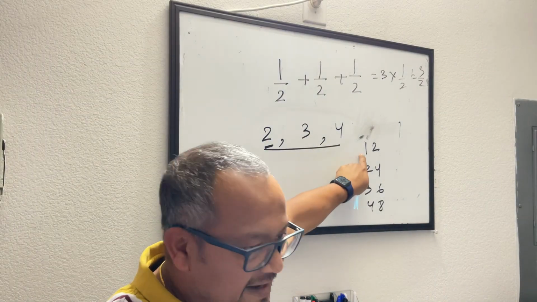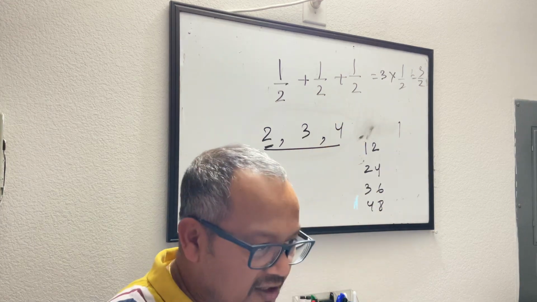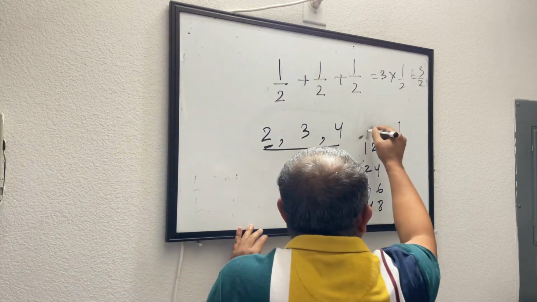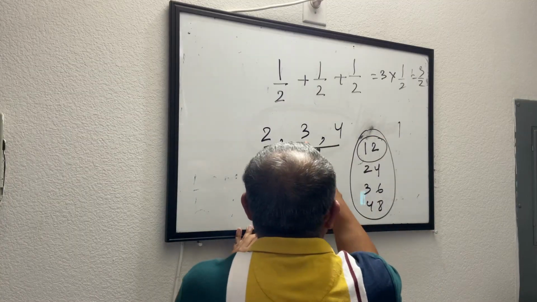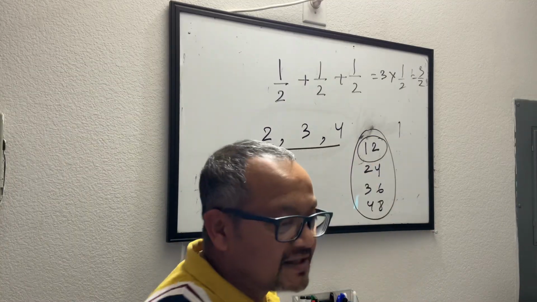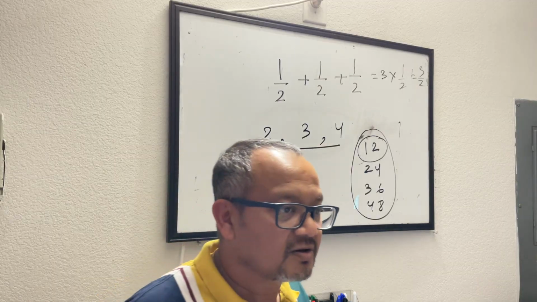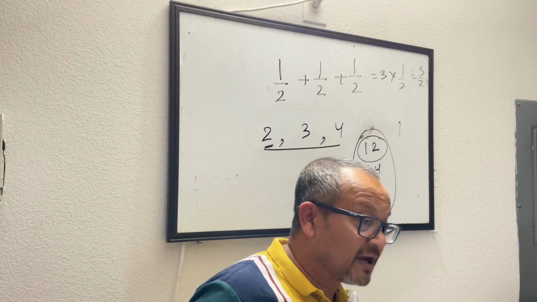Okay? And I gave you guys 4 options. I can go on. Okay? But among all these numbers, this is the smallest number that can be divided by 2, 3 and 4. This is my LCM.